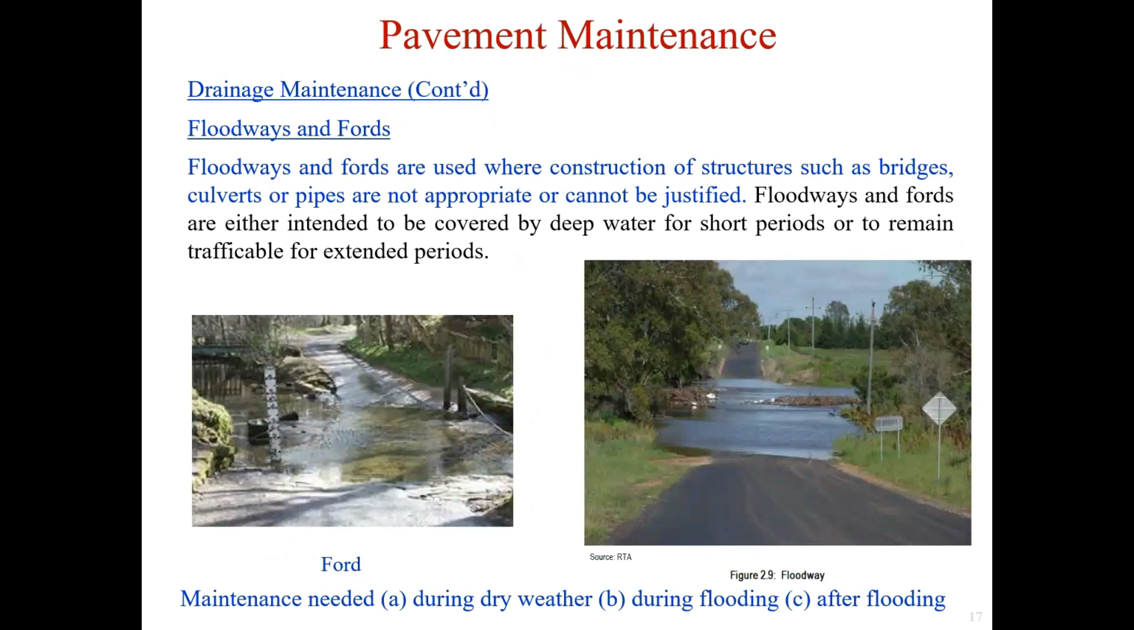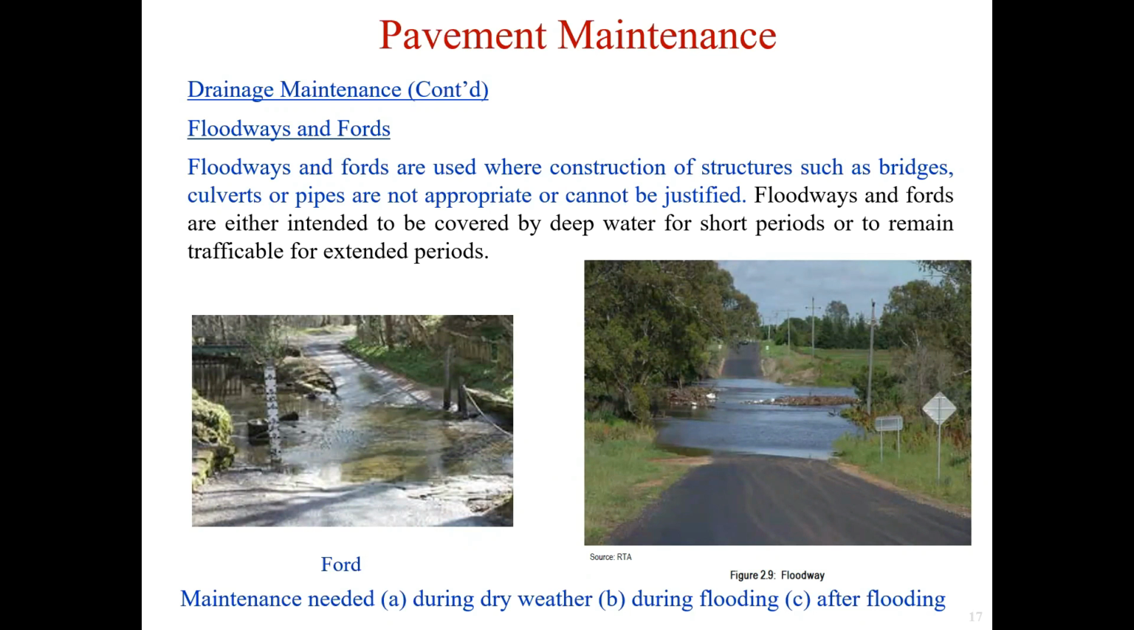When construction of structures such as bridges, culverts, or pipes is not appropriate or can't be justified, floodways and fords could be used. So obviously they are mainly applicable for low traffic roads. Floodways and fords are either intended to be covered by deep water for short periods or to maintain trafficability for extended periods. Normally, the pavement of the floodway consists of hard, durable material that is stable and trafficable when it is wet.